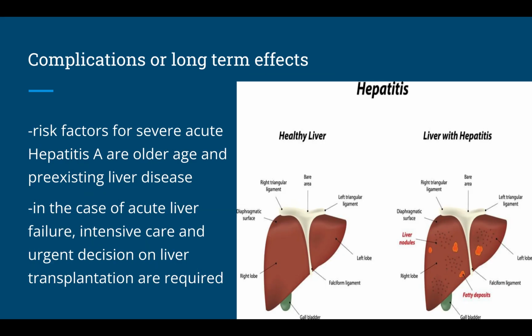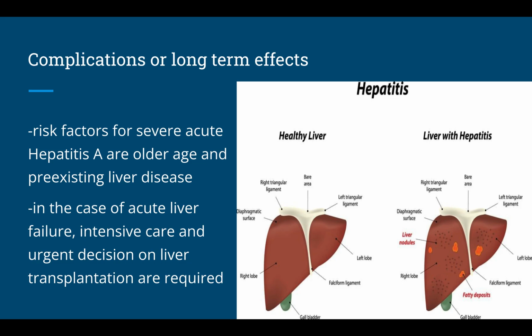So risk factors for severe acute hepatitis are older age and pre-existing liver disease. This is because people who are older have a weaker immune system and have a harder time fighting off infections. And for people who already have a liver disease, a liver infection will not help that.